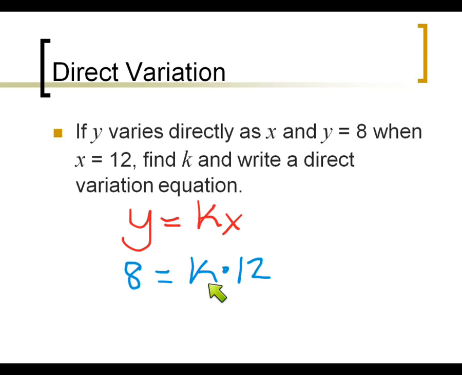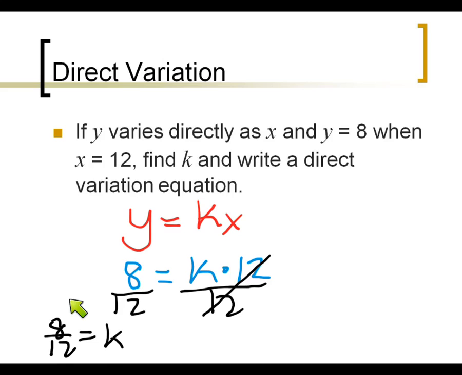Well, this is just solving an equation. Okay, we've done this before. How do I get rid of this multiplication by 12 so that I can get k by itself? Well, what's the opposite of multiplying by 12? Dividing by 12. So I'm going to divide both sides by 12. That divides out to be 1. Divide that by 12. So 8 over 12 equals k.